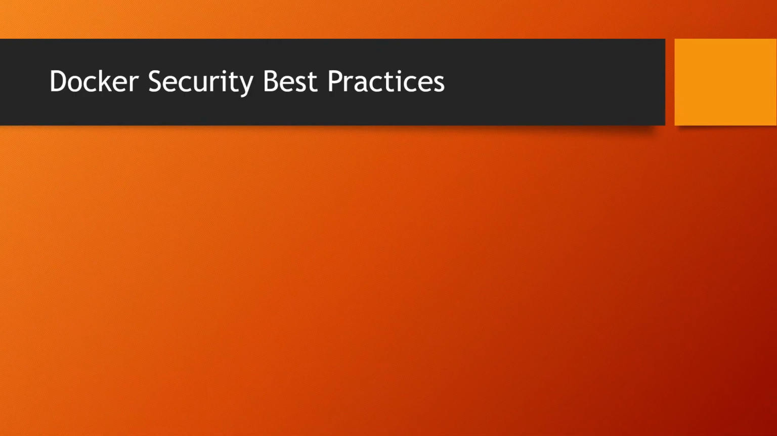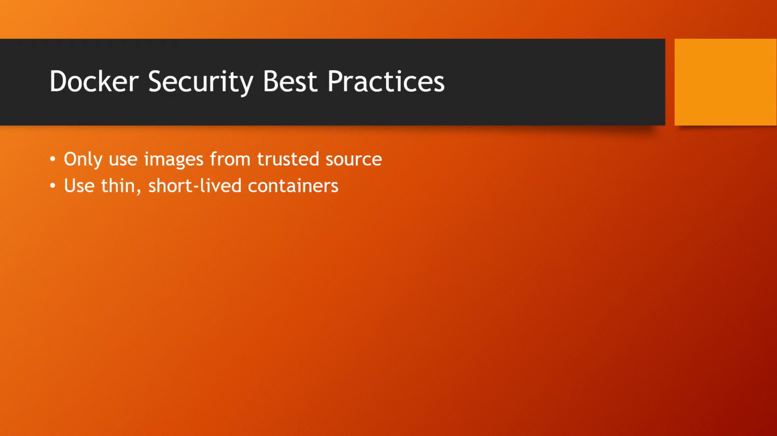Some of the Docker security best practices include: only use images from trusted sources. Use only thin and short-lived containers to reduce the surface of attack. Avoid mixing containers with different purposes and with different data classification. It is a bad practice to mix internet-exposed containers on the same host that hosts critical internal functions.